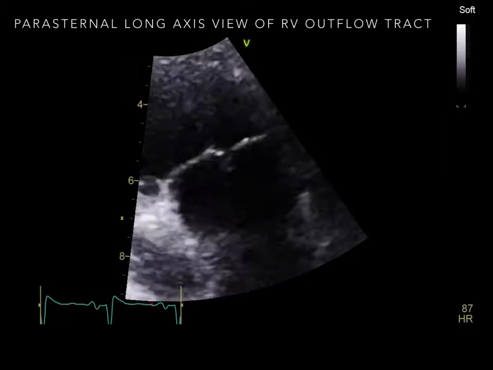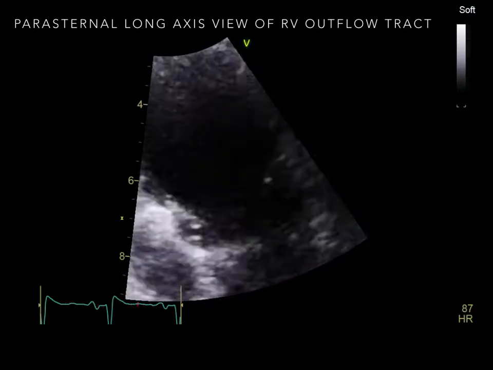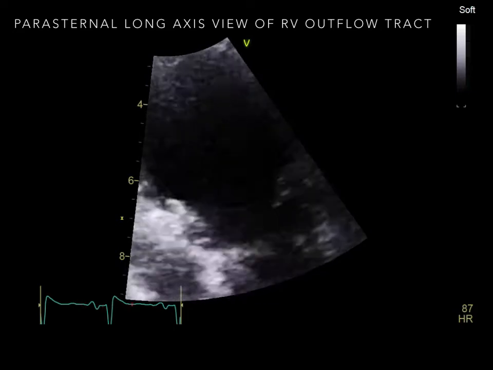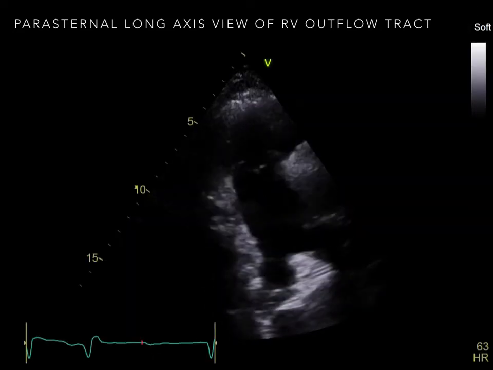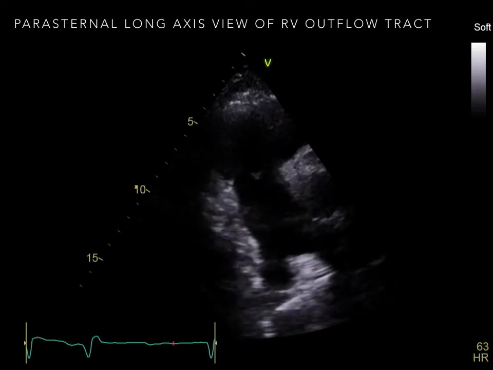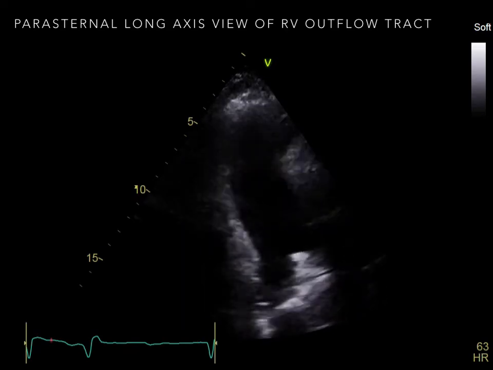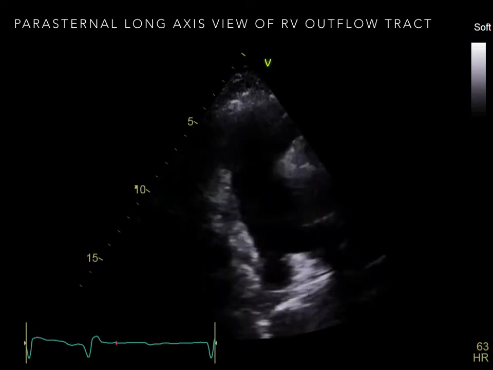In this zoomed-in image of the pulmonary valve, the leaflets are thin and they are unrestricted in their motion. Here, the main pulmonary artery with bifurcation is well seen. Both the right and left pulmonary arteries are well visualized.